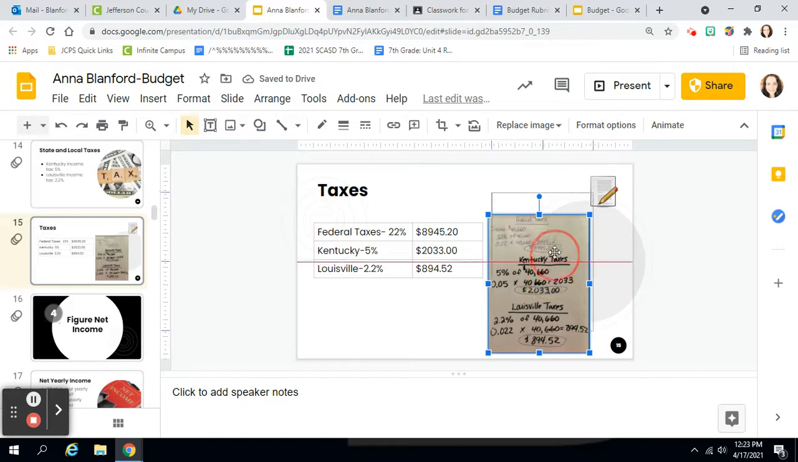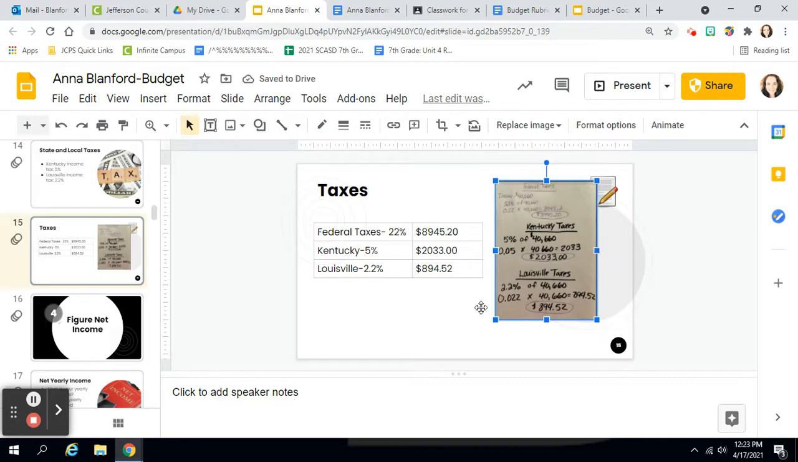So there is something I wanted to point out about my work. If you're planning on uploading any pictures, think about: is it easy to see your work? What I notice is, first of all, sometimes students write really small, to where I can't see it, right? Or they use a very light colored pencil to do the work. If you're looking at this page, you can already see that I can see my Kentucky tax work and my Louisville tax work very easily. I used a marker to do that. The federal taxes, I used a pen, and it's not quite as easy to see.